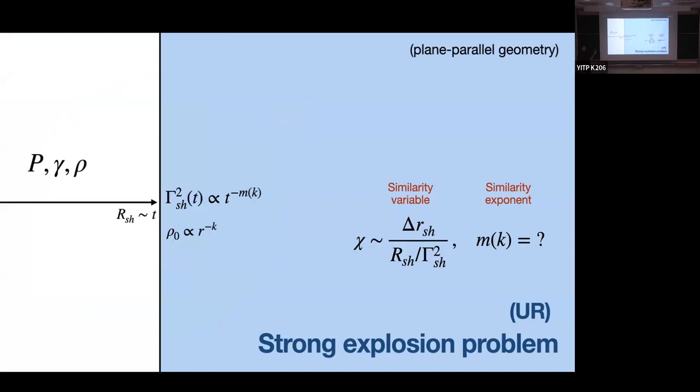I'm actually looking at a simplified problem. It's the same blast wave problem, only now it's not spherically symmetric, it's plane parallel. So the cross-section is constant. The only thing that's changing is the scale where the radius of the shock is moving. But everything else is the same, the ambient density profile and the scaling of the shock.